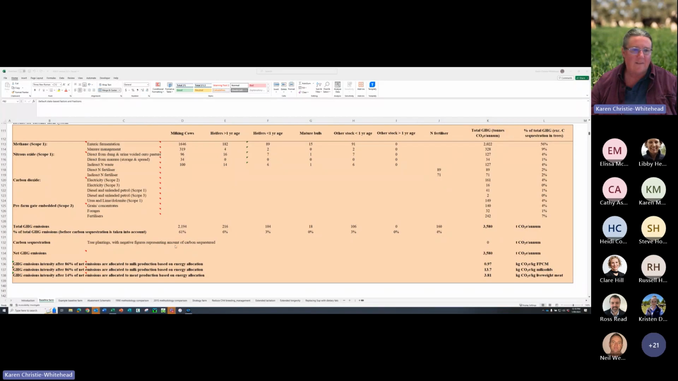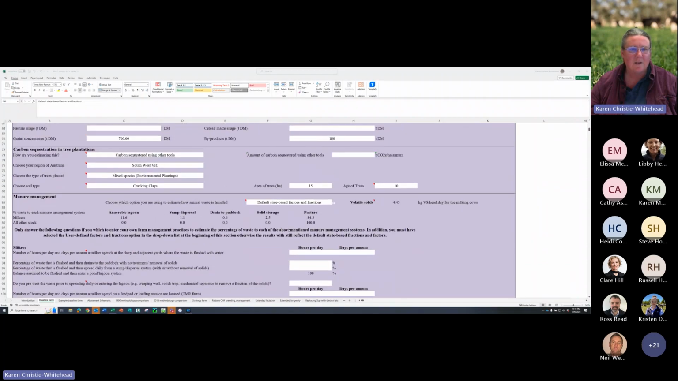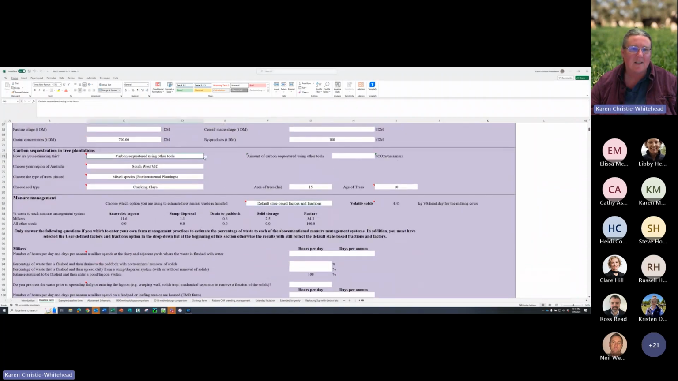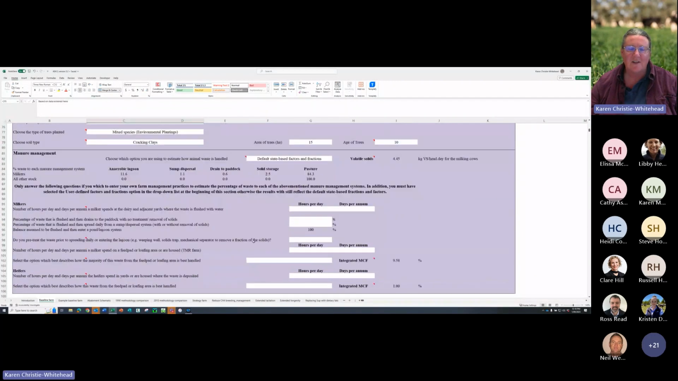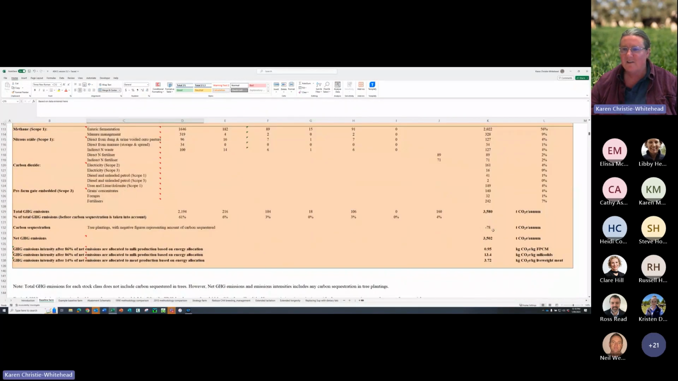We don't have any trees on farm. Well, I thought we did, because we're using other tools, sorry. So I'll go back to here. We do have trees on farm. They've sequestered around 78 tonnes of CO2 equivalent. So we're getting around 3,500 tonnes of CO2 equivalent. And we've broken those down into a fat and protein corrected milk emissions intensity, a milk solids emissions intensity, and then also informed you of the emissions intensity per kilogram of live weight.